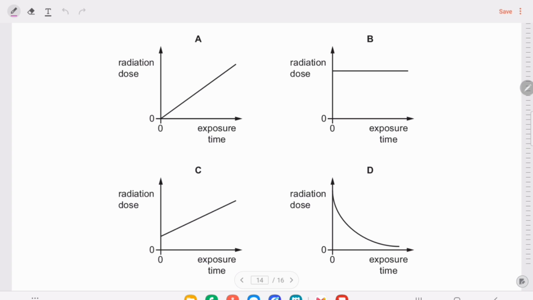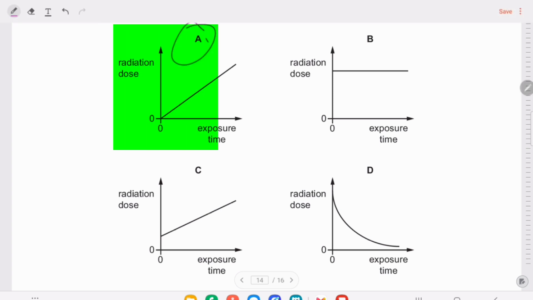So these are the graphs. Before looking at the graphs, ask yourself a simple question. The longer you stay near the radioactive source, the more radiations you receive. Double the exposure time, approximately double the dose. Therefore, the graph should be a straight line through the origin. So which one does that? Option A.